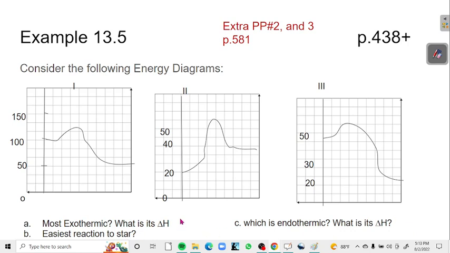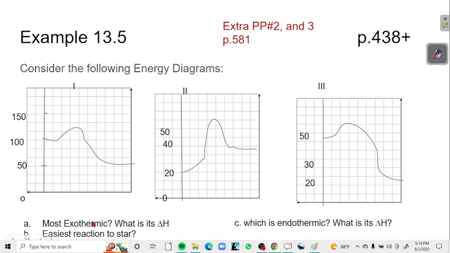So let's look at the diagrams. Let's look at the first one. Here are your reactants, here are your products. Reactants higher than the products, it lost energy. This is exothermic. We have another exothermic. This one also has the reactants higher than the product. This is also an exothermic reaction. So we have 2 exothermic reactions. Question is, which one is the most exothermic? That means the one that released the most energy.